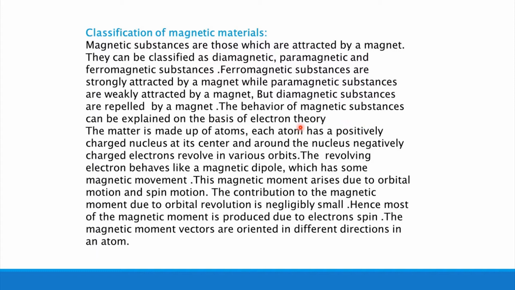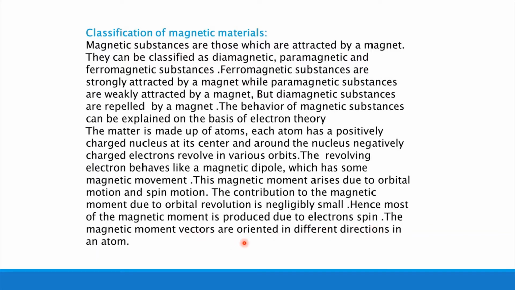The behavior of magnetic substances can be explained on the basis of electron theory. The matter is made up of atoms. Each atom has a positively charged nucleus at its center, and around the nucleus negatively charged electrons revolve in various orbits. The revolving electron behaves like a magnetic dipole which has some magnetic moment. This magnetic moment arises due to orbital motion and spin motion. The contribution to the magnetic moment due to orbital revolution is negligibly small. Hence, most of the magnetic moment is produced due to the electron spin.